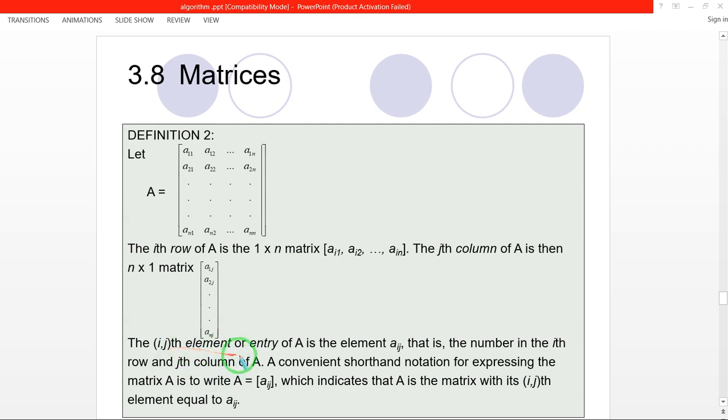So ij is simply the order of a matrix, and we can write A in the form aij. I is your row, j is your column. So we can say that A is a11, then in another step a12, a13, and so on, and down. If you come to the second row, a21, a22, a23, and so on. So this is just the simple order of a matrix.